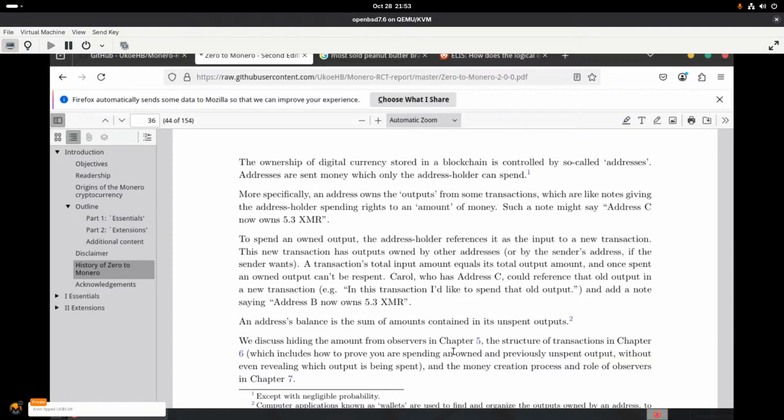Pretty much addresses the big one. The ownership of digital currency stored in the blockchain is controlled by so-called addresses. Addresses are sent money which only the address holder can spend. More specifically, an address owns the outputs from some transactions, which are like notes giving the address holder spending rights to an amount of money. Such a note might say, address C now owns 5.3 XMR. It's kind of like a permission slip.